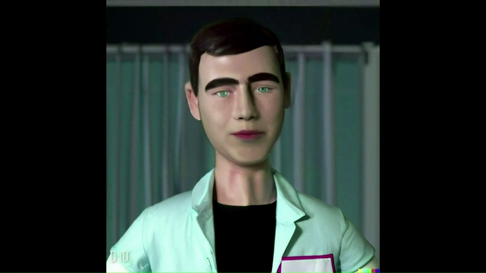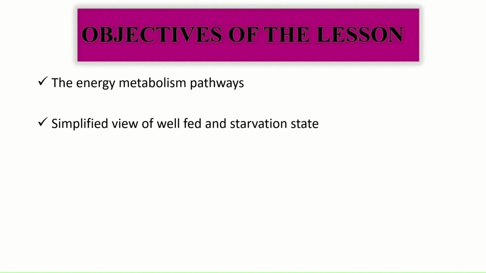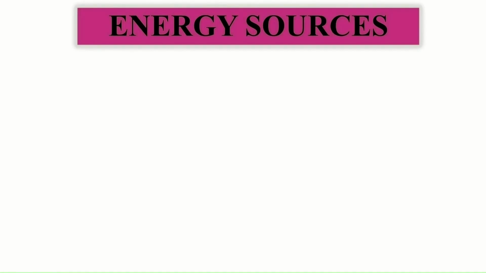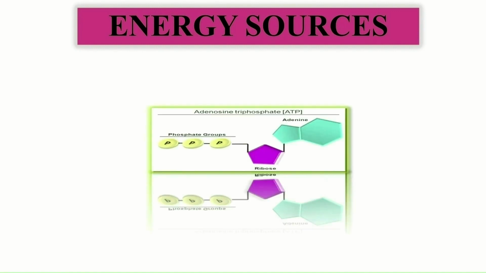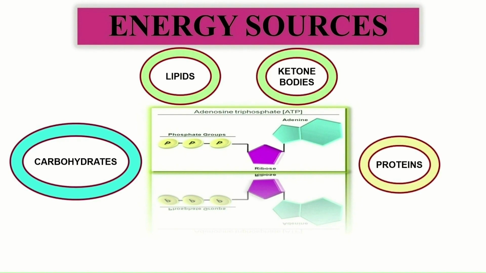So, here we go. By the end of this lecture we shall know about the energy metabolism pathways, a simplified view of well-fed and starvation state, and, finally, the hormonal regulation of these pathways. Let's get started then. We all know that to carry out physiological, metabolic, or any function we utilize ATP as our energy currency. ATP, on hydrolysis, generates energy which we utilize for our bodily functions. And these are the sources that we utilize to make ATP: carbohydrates, lipids, proteins, and ketone bodies.